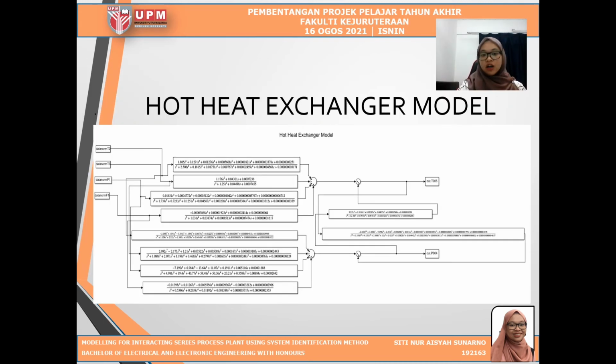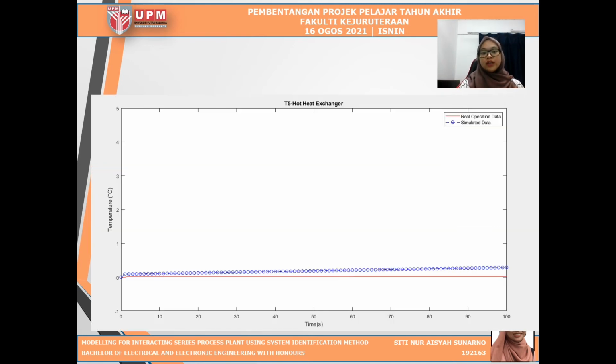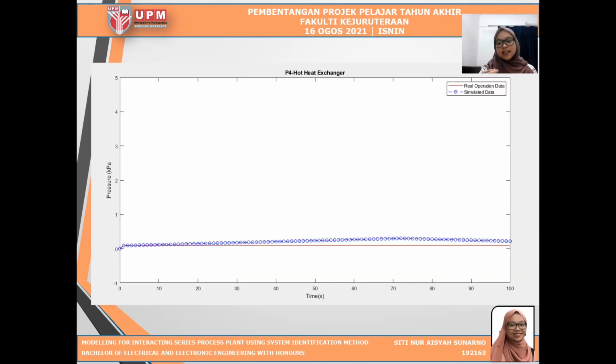For the hot heat exchanger model, we also apply the same method, and we run it and get T5. So this is the result for the output P4. We can see that for both P4 and T5, the model response falls into the range and almost fits the data excellently. It means the model accuracy is high.